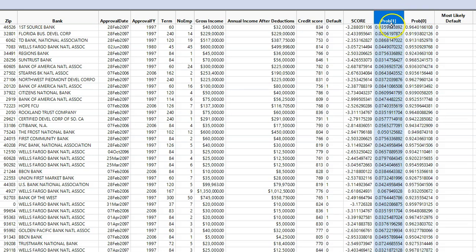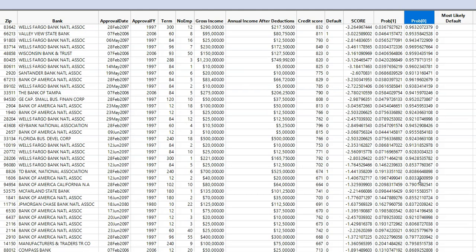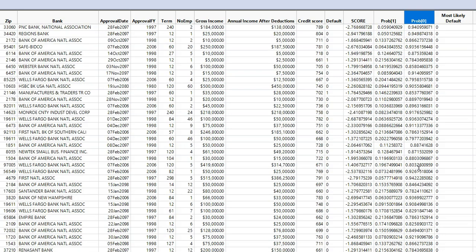Probability 1 is probability of default. So the first customer's probability of default was 3.5% or 3.6%. Second, this is 8%, 8%, 4%. So you can see that these are low. And probability of not defaulting, 90%. We'll go down to see if we have lower probabilities.